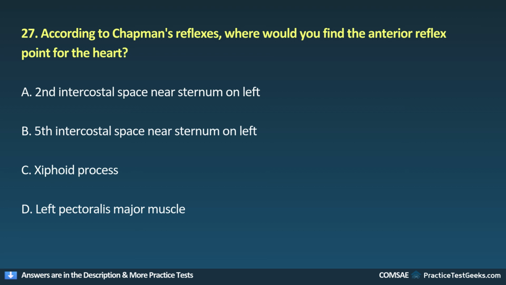27. According to Chapman's reflexes, where would you find the anterior reflex point for the heart? A. Second intercostal space near sternum on left. B. Fifth intercostal space near sternum on left. C. Xiphoid process. D. Left pectoralis major muscle.